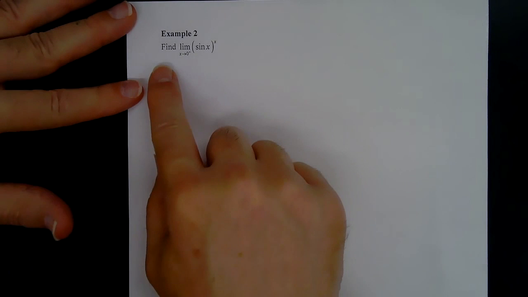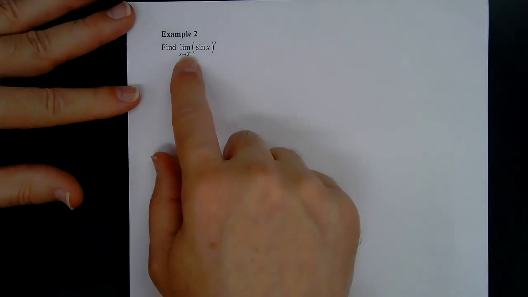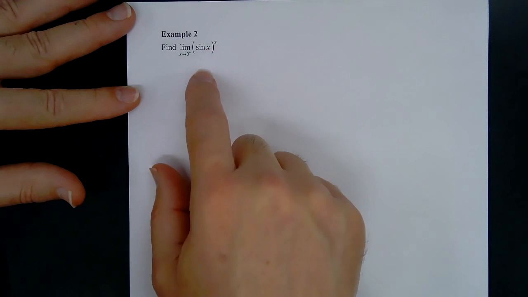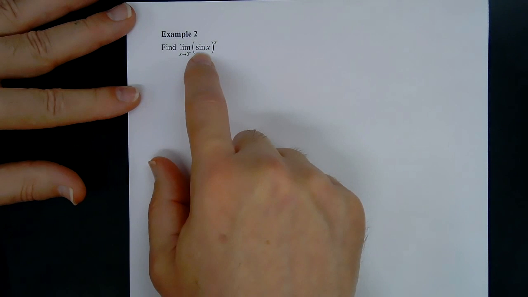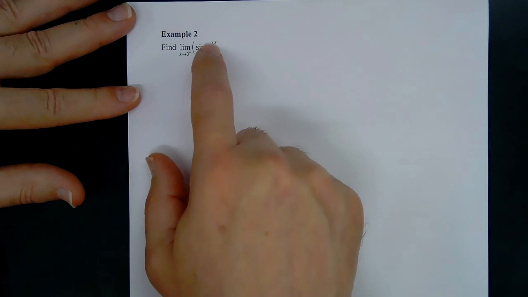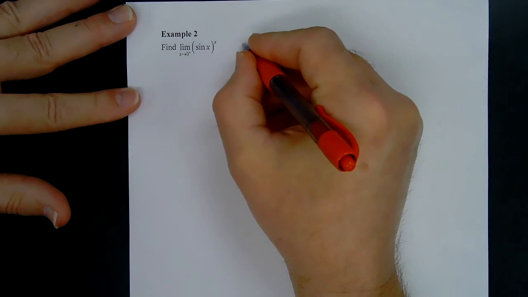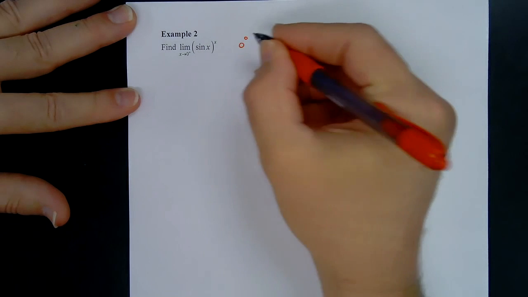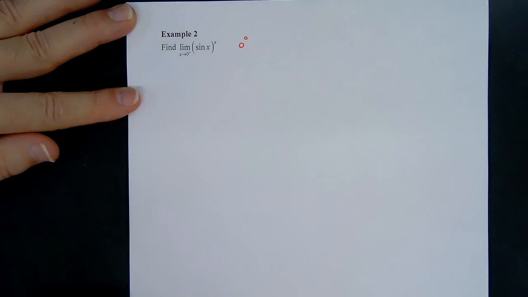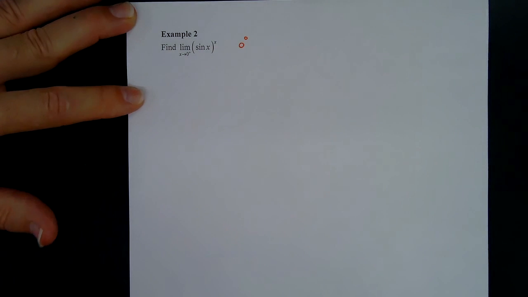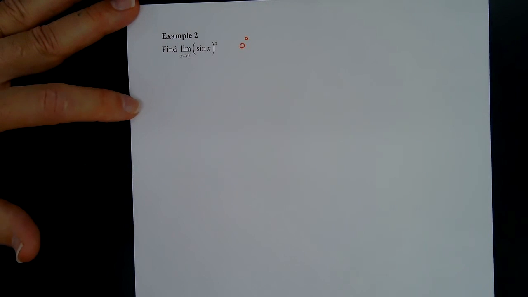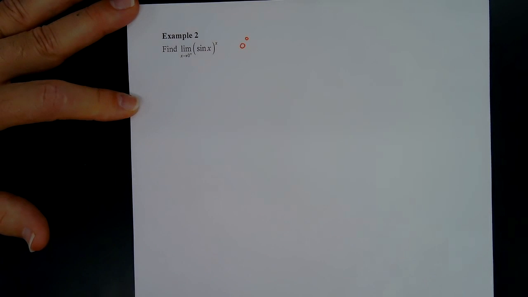So for this problem, we're going to try and find the limit as x approaches 0 from the right of sine of x raised to the x. If we try to do direct substitution, this would be sine of 0, which is 0, raised to the 0 power. So what this is giving us is 0 to the 0 power, and that's one of the ones where we can't determine it. It's undetermined what this actual value is. It's not necessarily always going to be 1, like 5 to the 0 is 1, 6 to the 0 is 1.